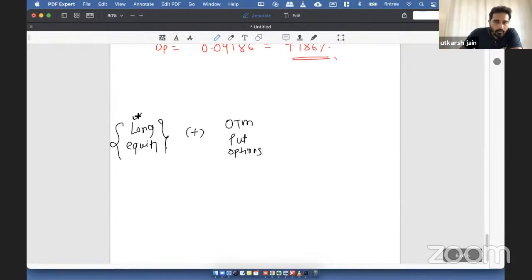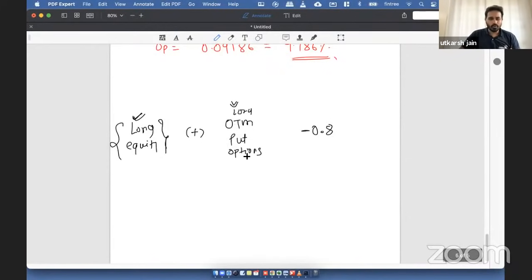So when you have long equity and when you have long put, these are more or less negatively correlated assets. Their correlation could be as low as maybe negative 0.8. What does it mean? It means when equity goes up, the put options will go down. But when equity goes down, the put option will go up.